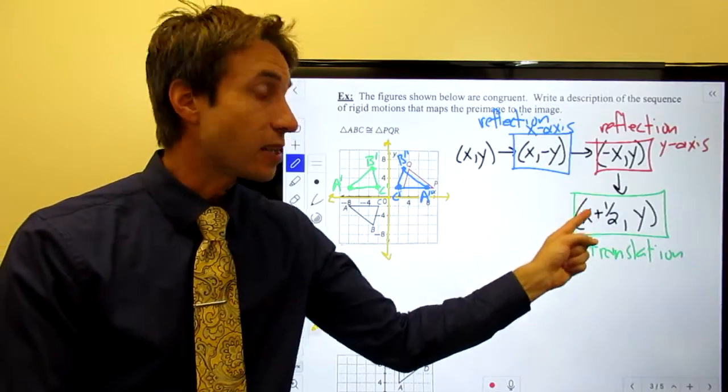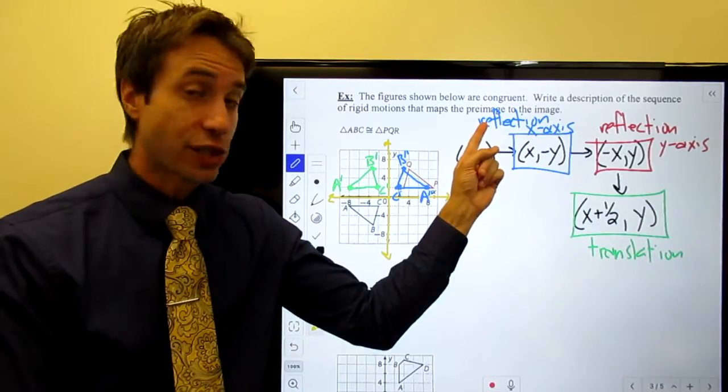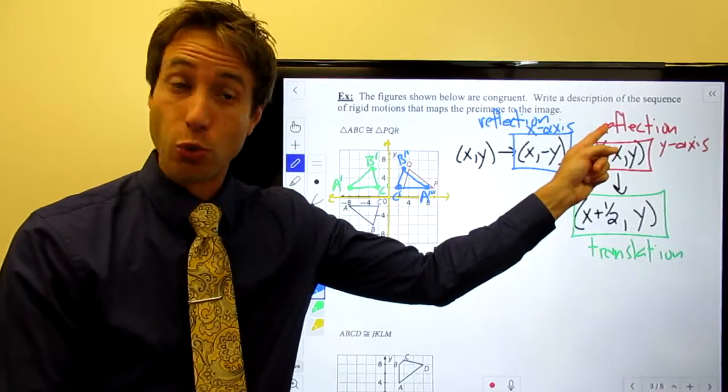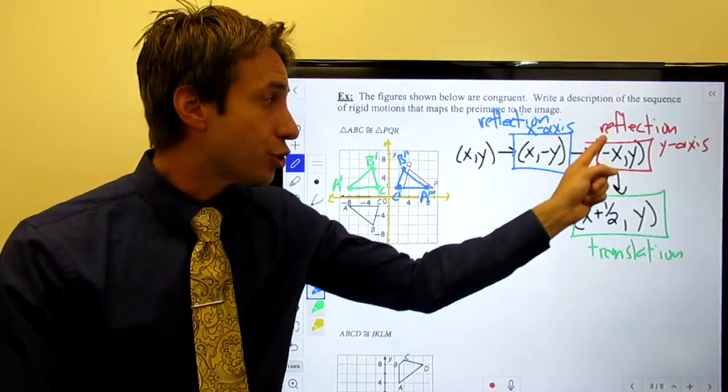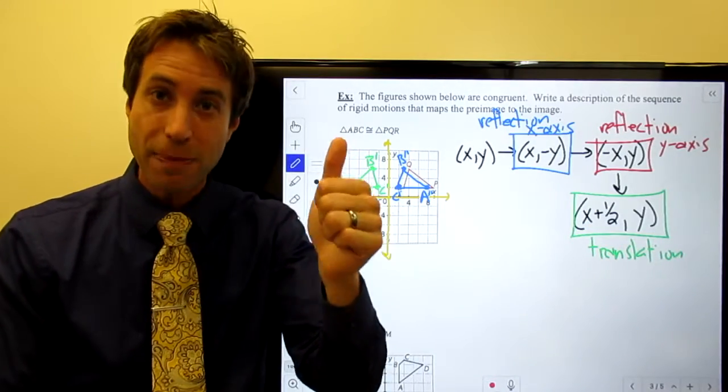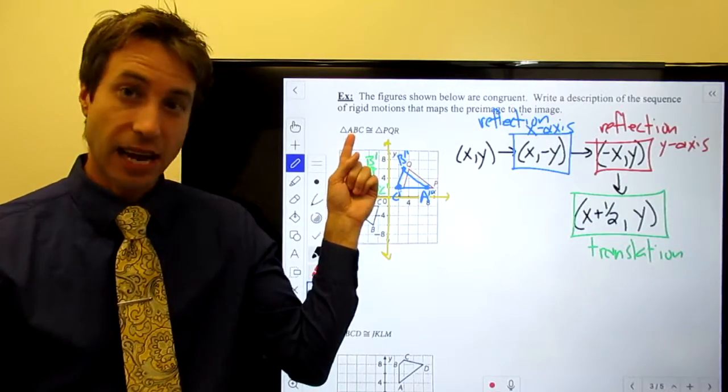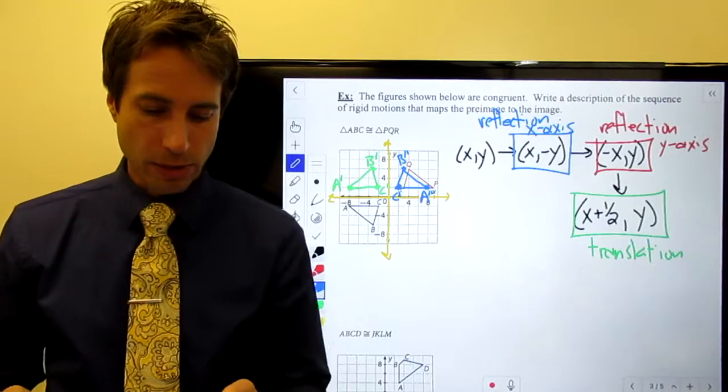This series of rigid transformations: reflection, rigid; reflection, rigid; translation, rigid. Rigid transformations preserve shape and size. These guys are congruent. Awesome job. Let's do another one.